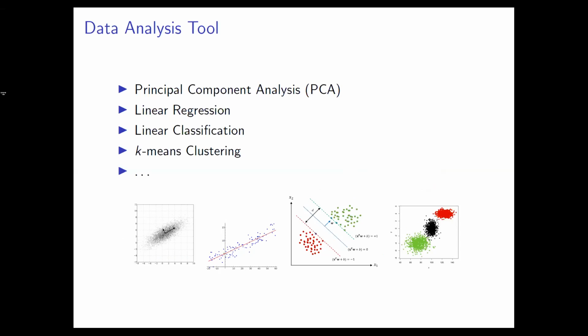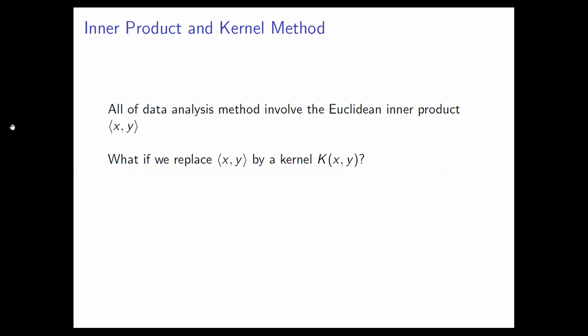So after we have the data in Euclidean space, we want to analyze our data with data analysis tools, such as principal component analysis, linear regression, linear classification, and k-means clustering. We observe that all these data analysis methods involve the Euclidean inner product. Then, what if we replace the Euclidean inner product by a kernel? But what is a kernel?